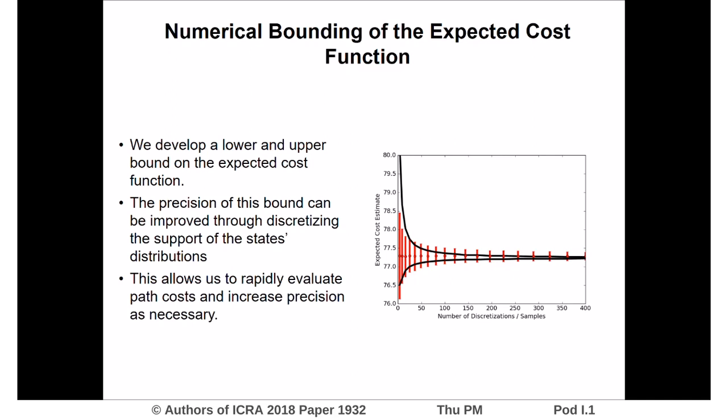What's important about developing a bound on the expected cost is that we can use it in a search routine to prune areas of the state space that cannot be optimal. As shown on this plot, as we increase the number of discretizations, the bound on our expected cost becomes tighter, but takes longer to compute.